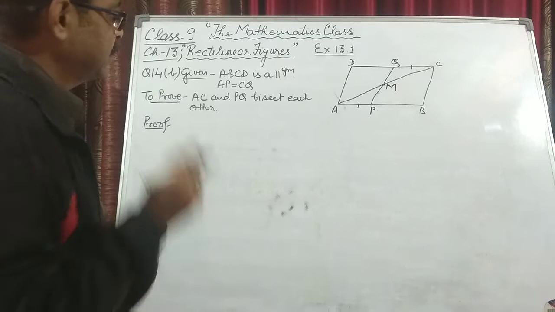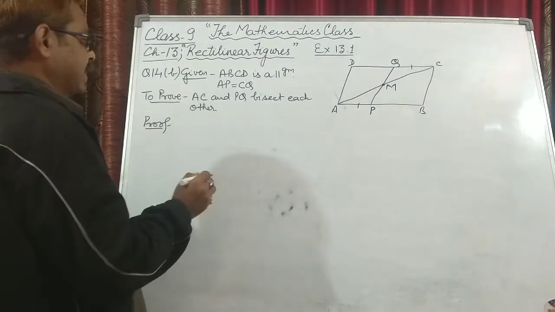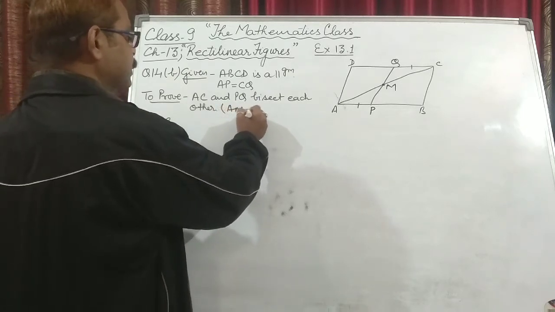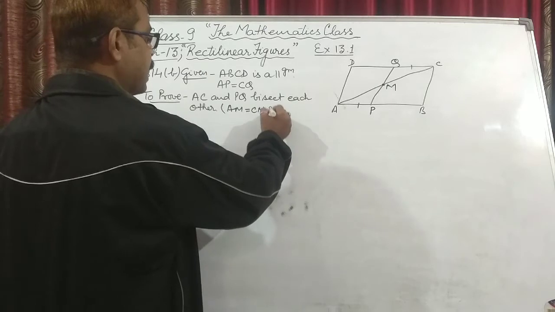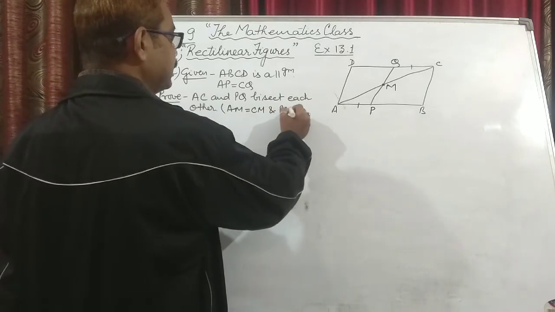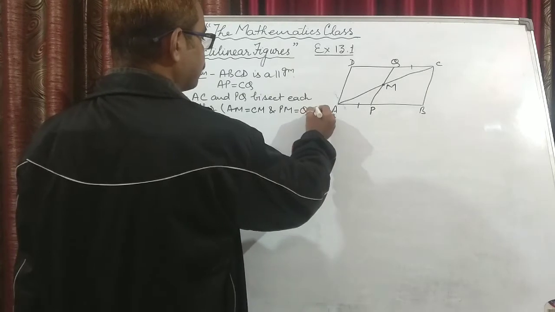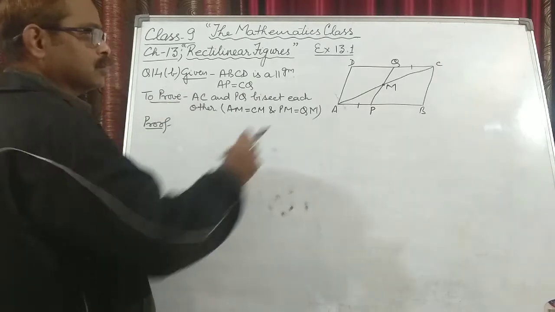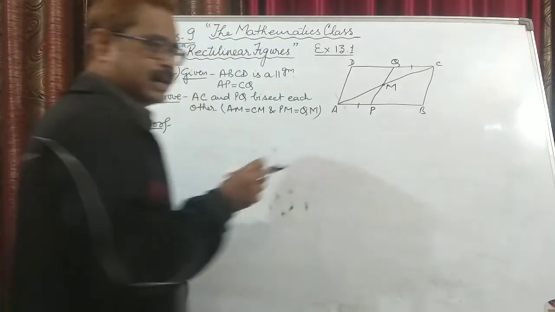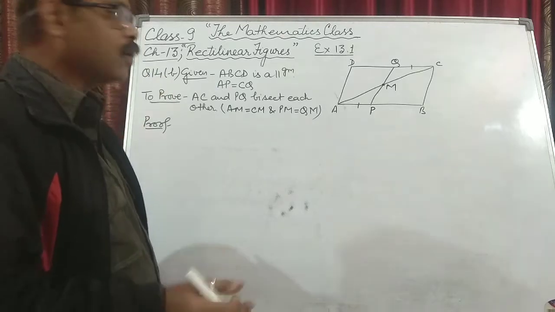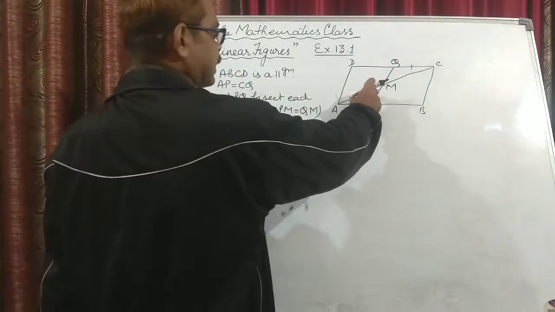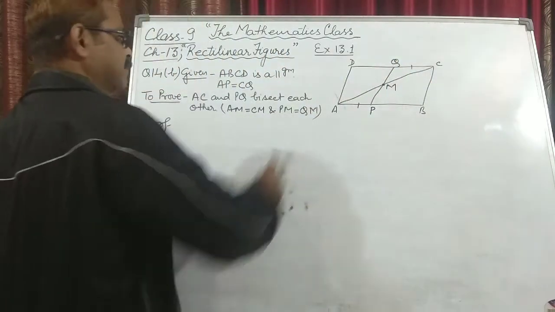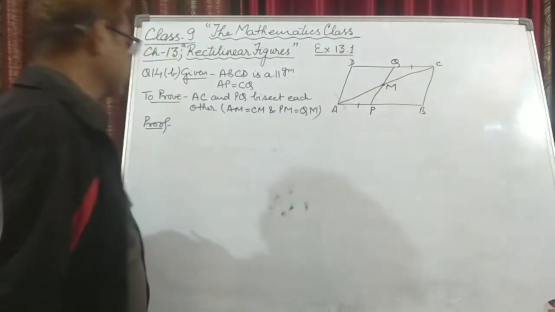Let us say that these lines intersect each other at M. It means we have to prove that AM is equal to CM, and we have to prove that PM is equal to QM. This is what we have to prove. AC and PQ bisect each other means both these lines, where they intersect, that is the midpoint of both the lines. It means this AM must be equal to CM and this QM must be equal to PM. So I have taken a point M where these two intersect.